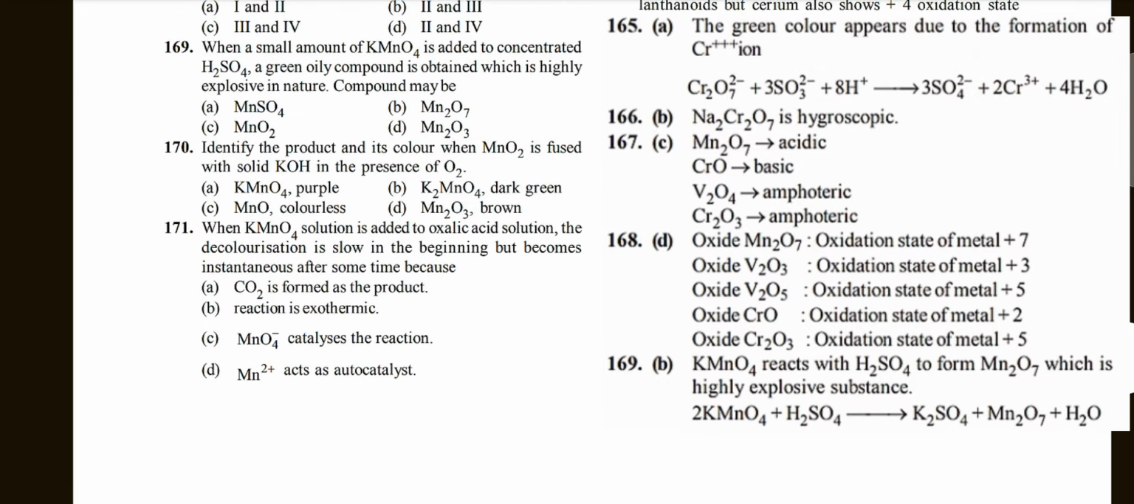When a small amount of KMnO4 is added to concentrated H2SO4, a green oily compound is obtained which is highly explosive in nature. Compound may be Mn2O7. We have done it before. So KMnO4 reacts with H2SO4 to form Mn2O7, which is highly explosive. And the reaction is 2KMnO4 plus H2SO4 gives K2SO4 plus Mn2O7 plus H2O.